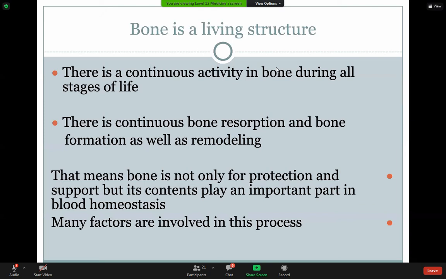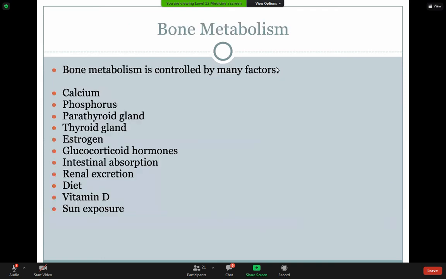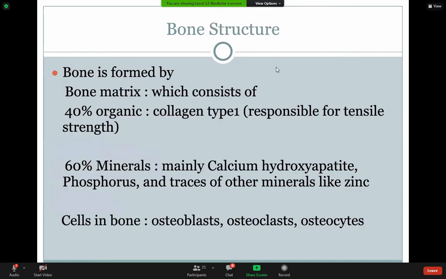That means bone is not only for protection and support, but its contents play an important part in blood homeostasis. Many factors are involved in this process, such as calcium, phosphorus, parathyroid gland, the thyroid gland, estrogen, glucocorticoid hormones, intestinal absorption, renal excretion, diet, vitamin D, and sun exposure.